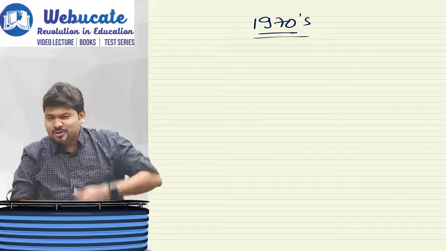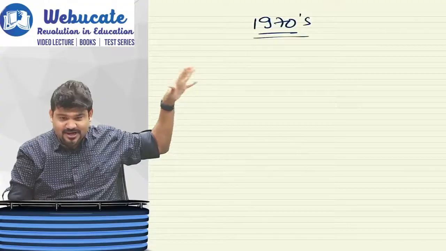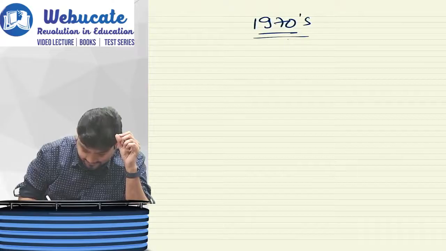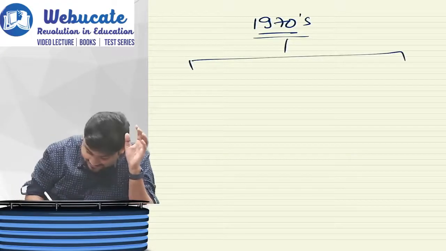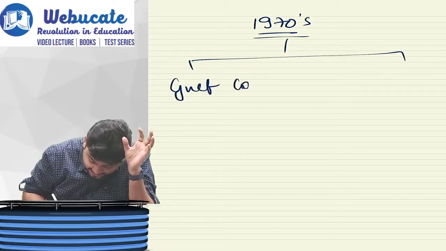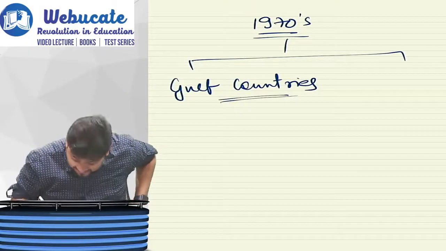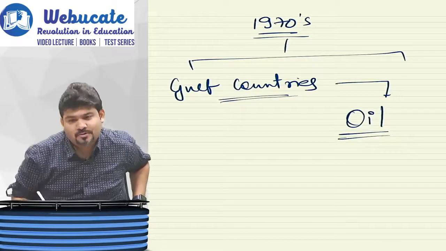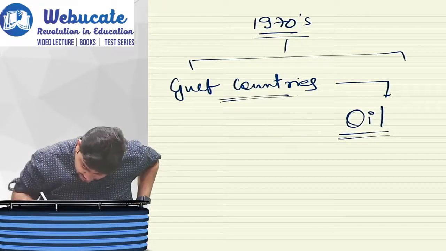Chalo, so we'll start. In the 1970s, I'll not get into the in-depth things, but I'll just give you an idea of why this stagnation happened. In the 1970s, the Gulf countries, all of us know, Saudi Arabia and all of those Gulf countries, they supply oil to the whole world. Crude oil is imported by the whole world, including Japan.